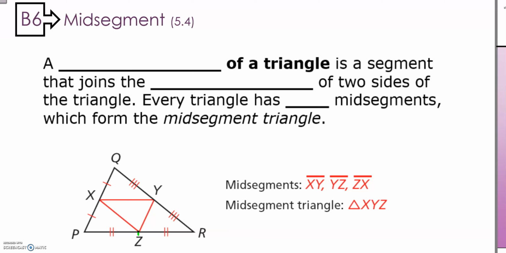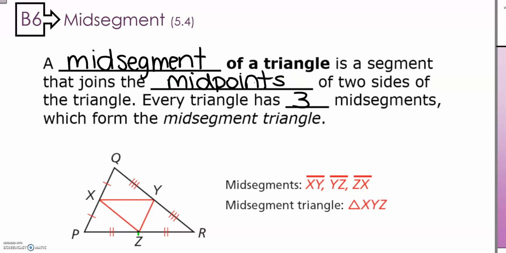I am going to have 3 of these segments, and these segments are called mid-segments. A mid-segment of a triangle is a segment that joins the midpoints of 2 sides of the triangle. So when I'm looking at this image on the bottom, I have a mid-segment going from X to Z, and I know that because I have midpoint X. I can tell because of the 2 tick marks. I have midpoint Z. I know that because of those tick marks.